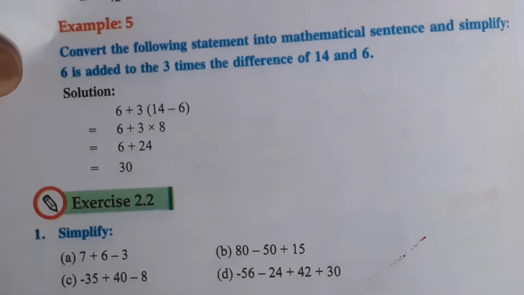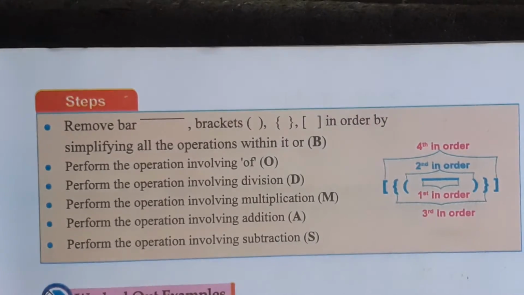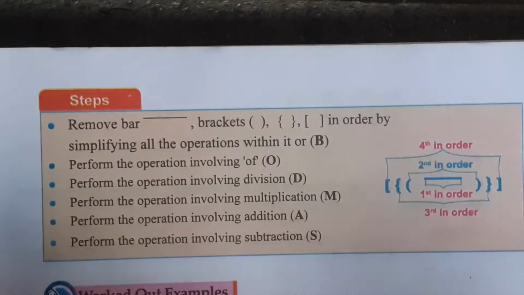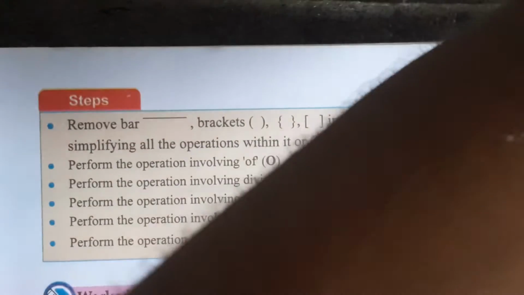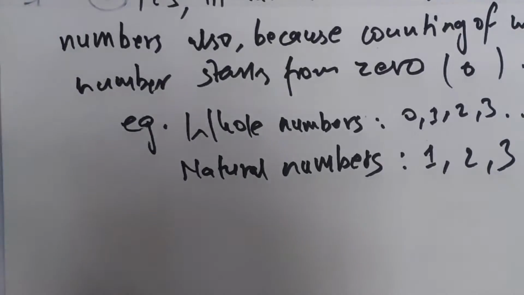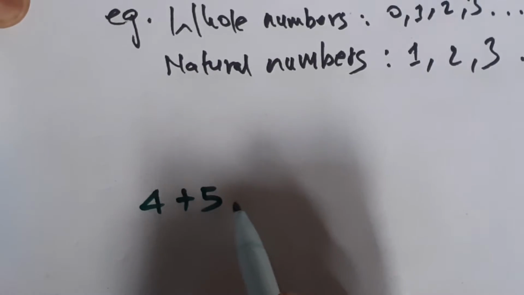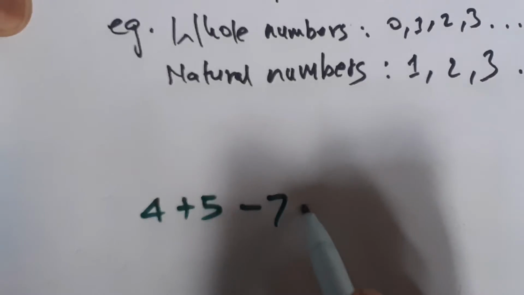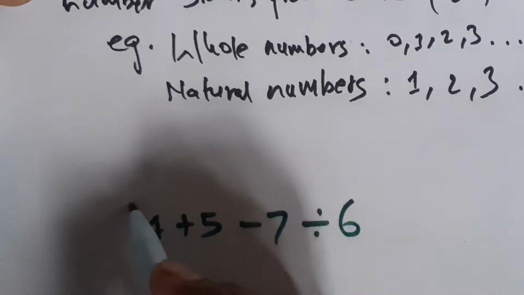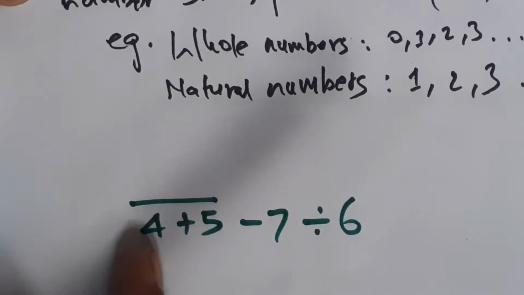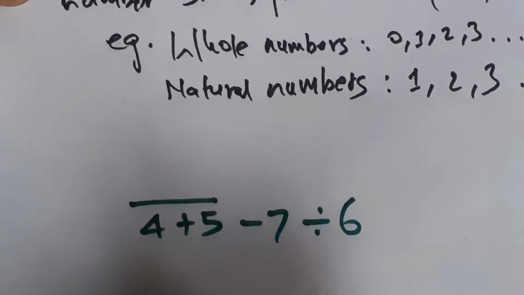Before starting this exercise we have to know the rule of simplification. First of all you have to know the steps. If there is a bar given in the question, look at your question first: 4 plus 5 minus 7 divided by 6 bar. If this bar is given, you have to do the addition 4 plus 5 first.